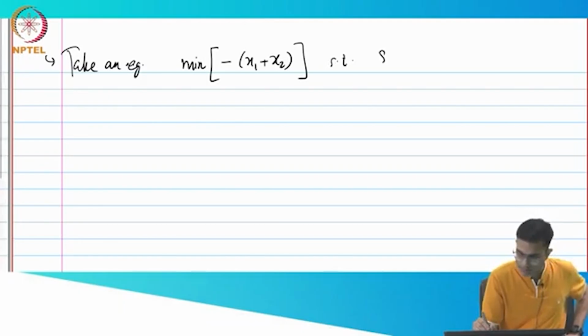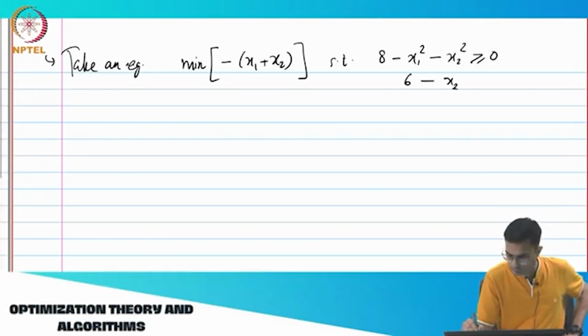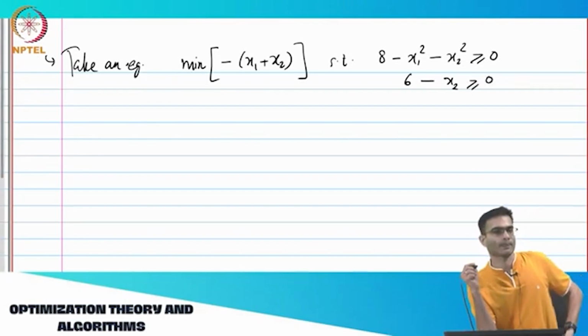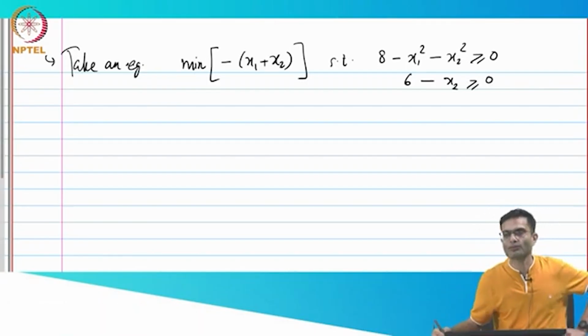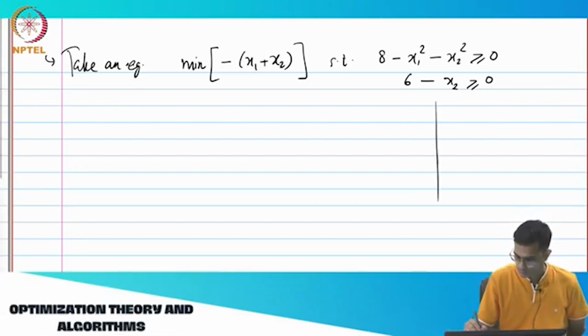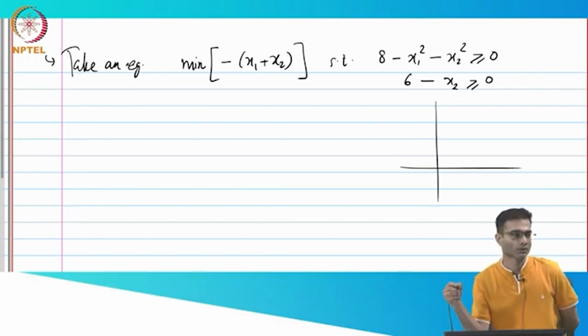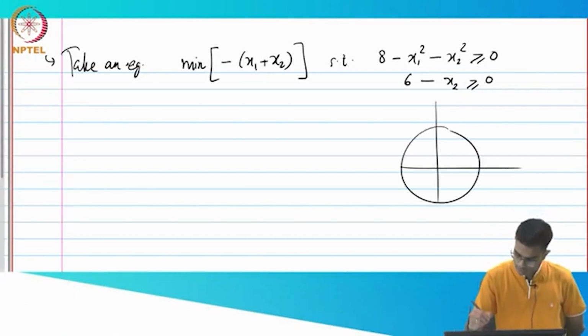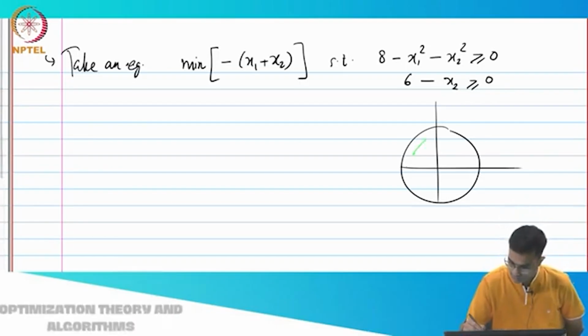Subject to, let us say, this is my primal problem. Okay. So constraint 1, what does it look like? Interior region of a circle. Right. So if I were to sketch this, radius 2 root 2, right? And so one region is over here.